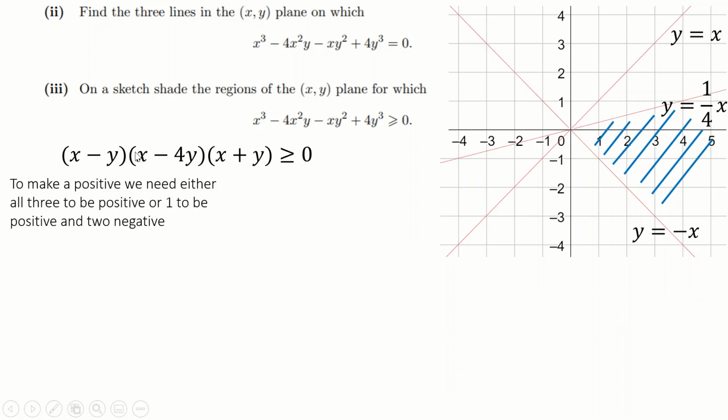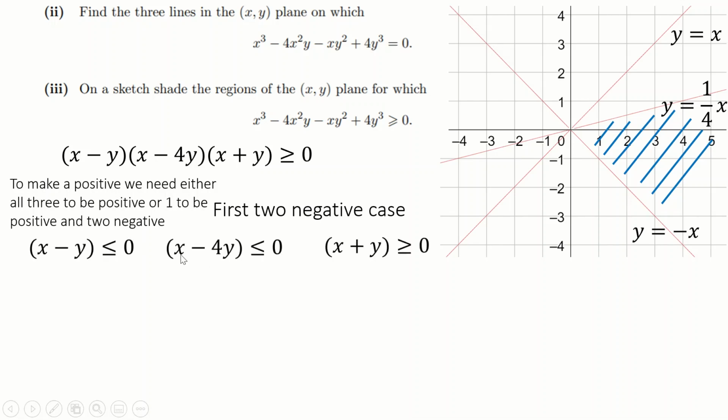Let's go with the first two brackets being negative first, and then this being positive. So this negative, this positive. Two negatives multiplying by another positive will make a positive because the two negatives cancel. Now let's rearrange these: add y to both sides, add 4y to both sides, take away x.